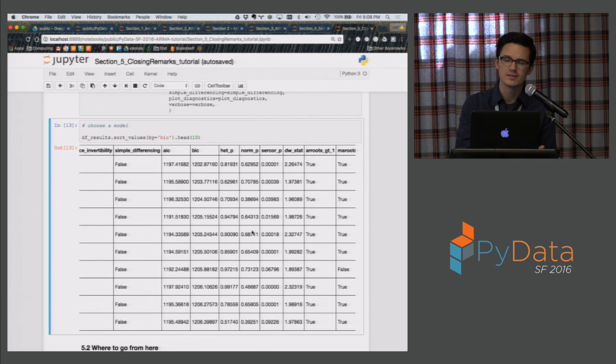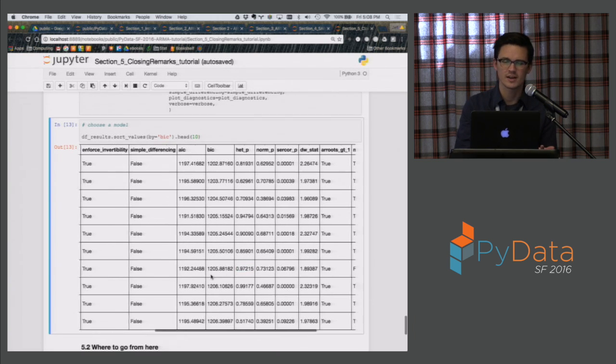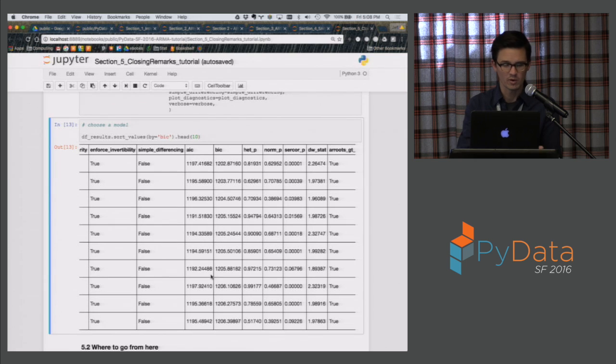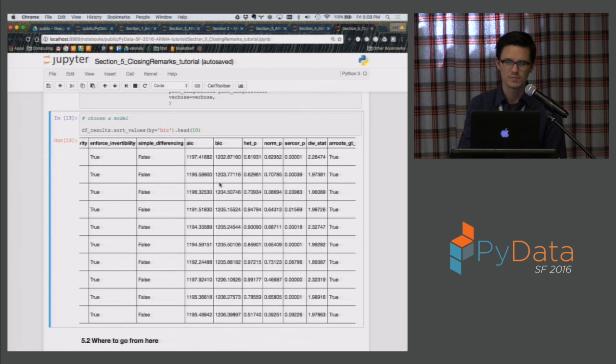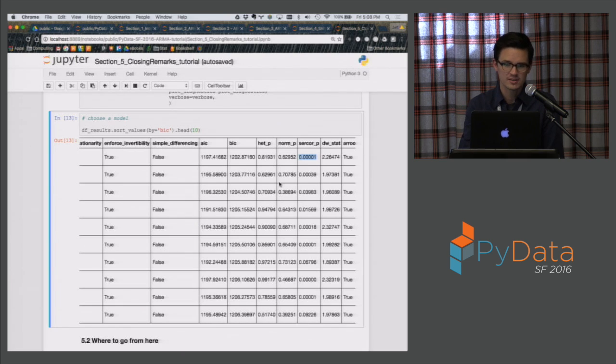But anyway, you can use the results here to help you make an informed decision about what model might be best to choose. So you could choose just based on the lowest BIC, but we can see that there seems to be some serial correlation in the data here. So we might want to actually reject that model and choose one that doesn't violate that so much.